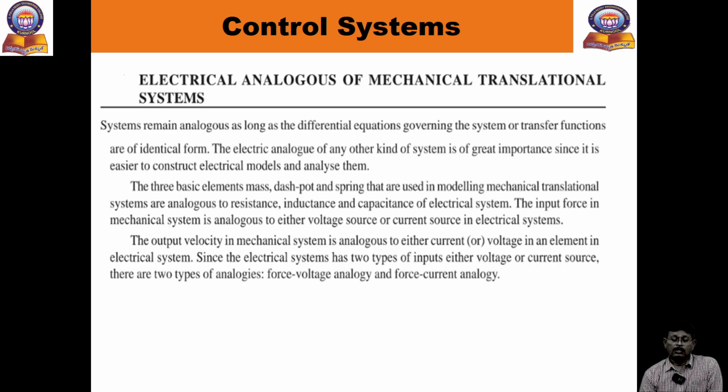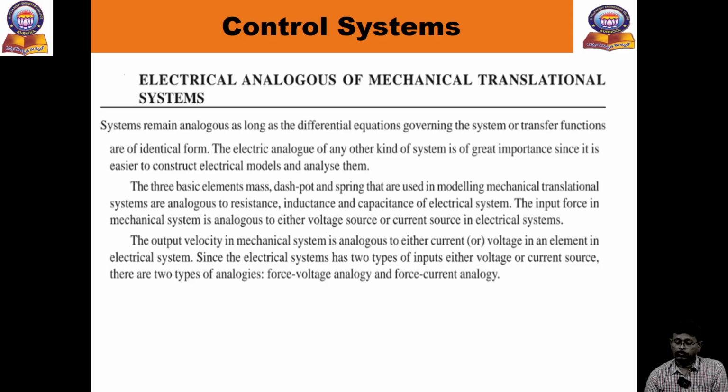What is analogous? Systems remain analogous as long as the equations governing the systems, or the transfer functions, are of identical form. The electrical analog of any kind of system is very important, since it is easier to construct the electrical model to analyze the system. If you are given a mechanical system, how do you convert it to an electrical system? That is called analogous.